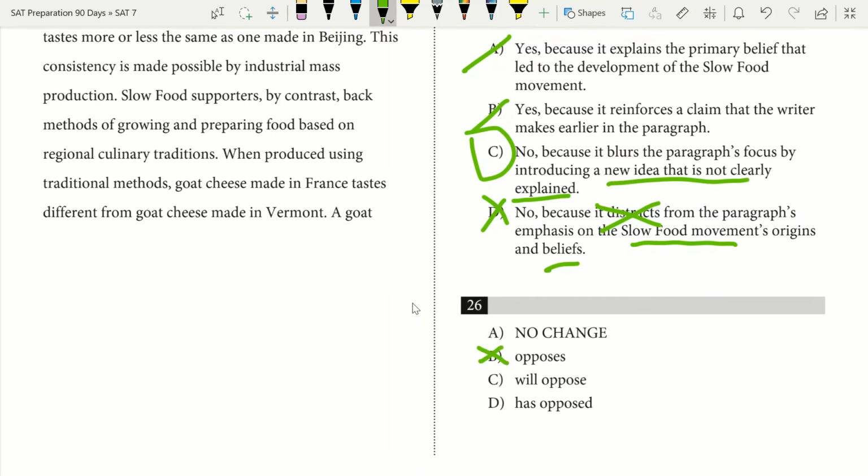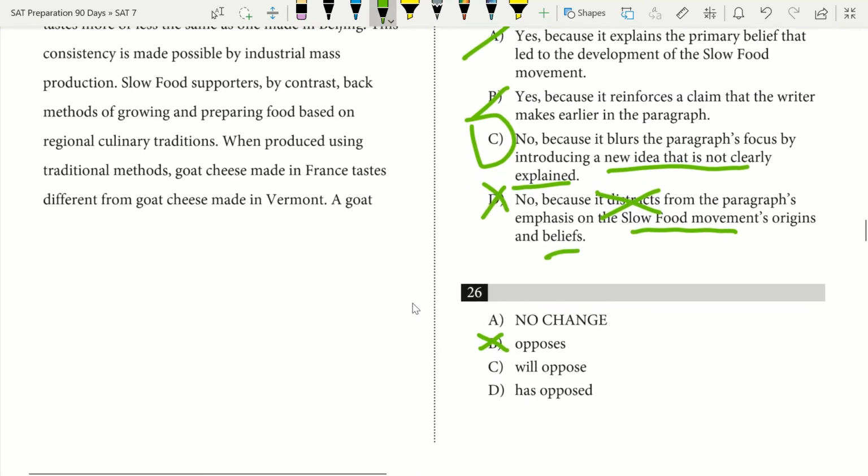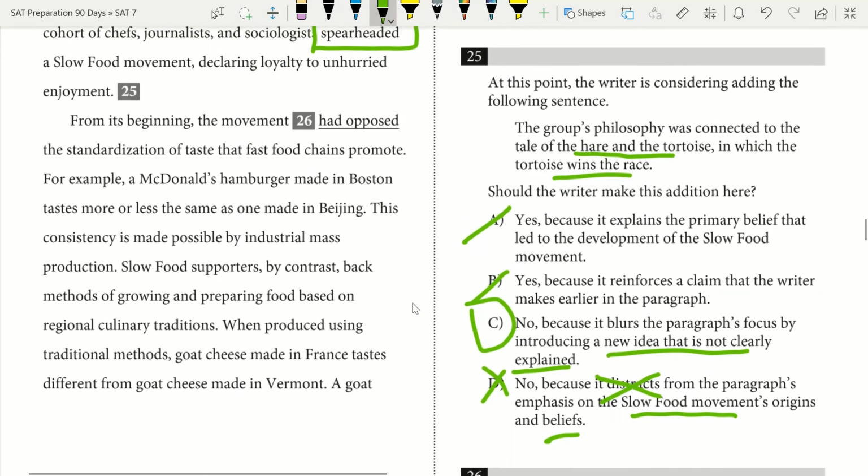Okay, we don't have one of my answer choices, so I'm going to go back, take a look, see what I'm missing here. We have "from its beginning the movement." Let's take a look through here. So "from its beginning, the movement will oppose" would be future tense, so that's obviously going to be wrong. So we have has opposed versus had opposed. Okay, the correct answer here is going to be has opposed because it's continuing to oppose it. Had opposed would mean that it changed its mind, but we know that it doesn't. So has opposed would be our correct answer. That's going to be D.